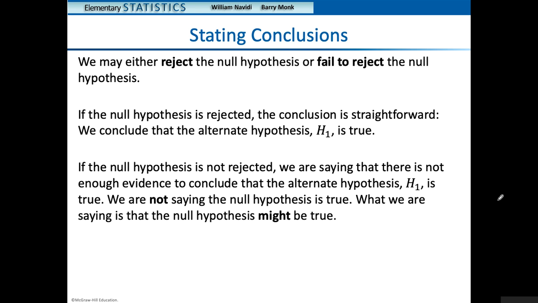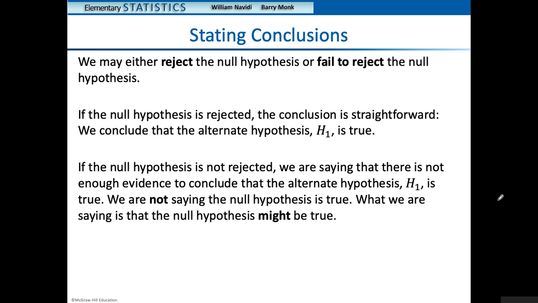If the null hypothesis is not rejected, this is where we have to be careful. If we don't reject the null hypothesis, we are simply saying that there is not enough evidence to conclude that the alternate hypothesis is true. So if we fail to reject the null hypothesis, we are not saying that the null hypothesis is true. What we are saying is that the null hypothesis might be true. However, many times when we fail to reject the null hypothesis, there might actually be some relatively strong evidence against the null hypothesis, but we still don't reject it.